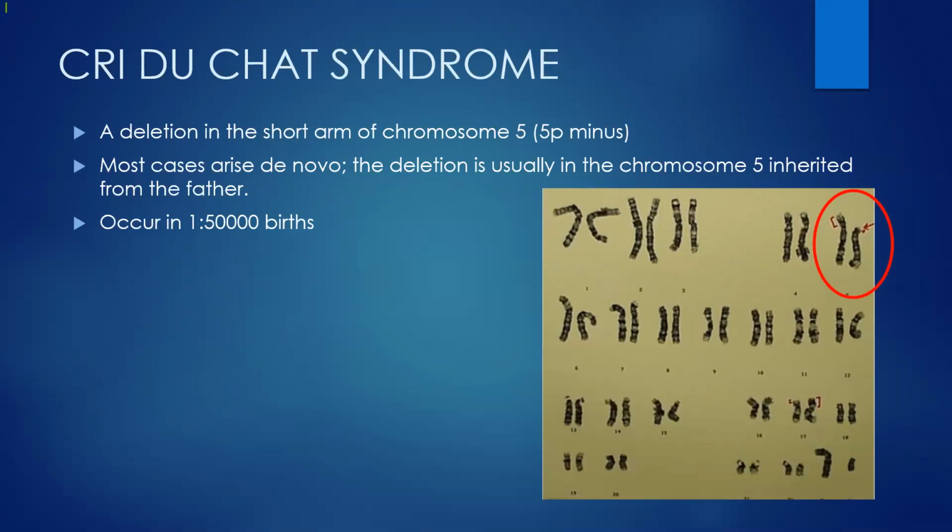Hence the name of this 5p deletion, cri-du-chat. Cri is cry. This is French. It literally means cry of the cat. So chat is cat. So the name literally means cry of the cat. That is why children with cri-du-chat present typically, they cry like a cat when they cry. Exactly sounds like that. I've seen babies with cri-du-chat.